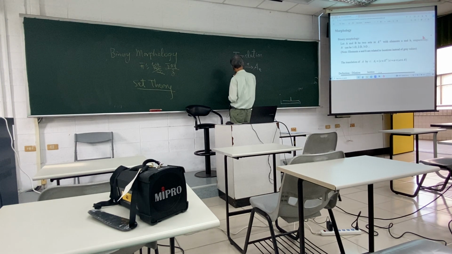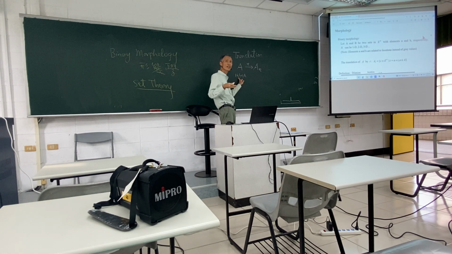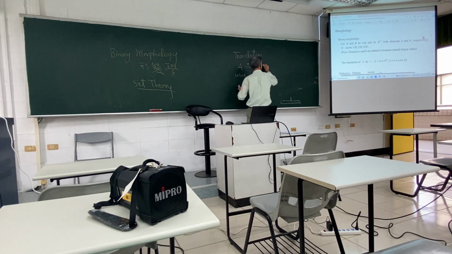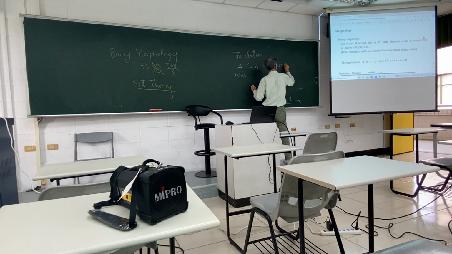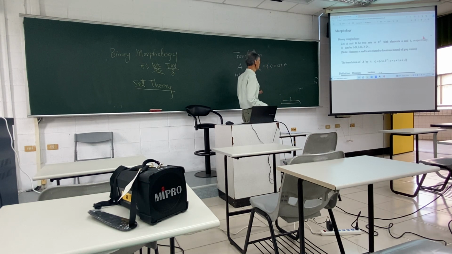Now, suppose a will be all the elements. A is all the elements that belong to big A, the original binary image. Now we convert it by T, then we will have the new image. After the transfer, it becomes nothing but A plus T.